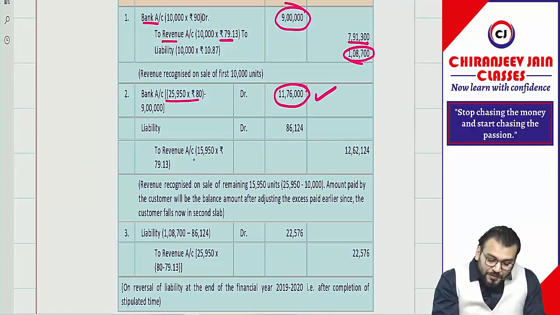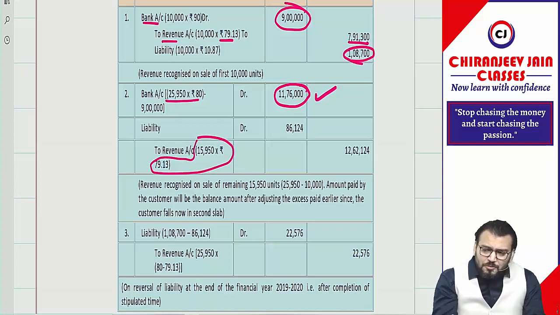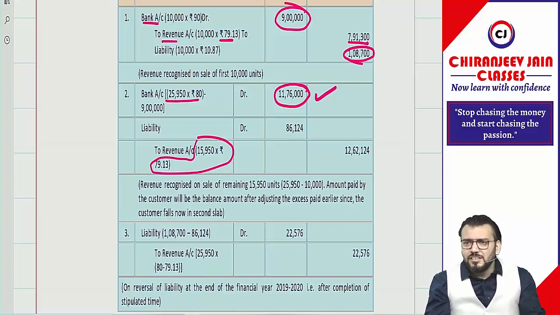Now to revenue, once again they are taking 79.13. Now the actual is known. Why are you taking 79.13? It should be 80 only.